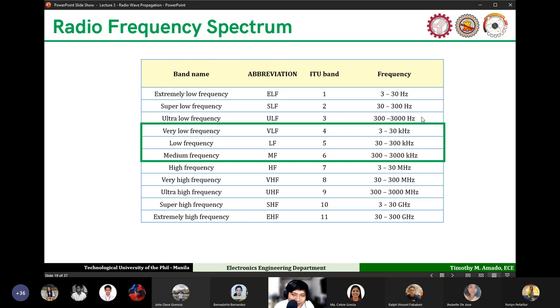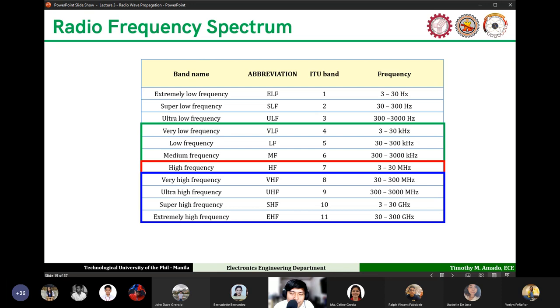Ito guys, yung VLF, LF tsaka MF, we use this for ground wave propagation. Yung nasa kulay red, we use this naman for sky wave propagation. And the remaining, guys, ginagamit naman natin sa space wave propagation. So, depende dun sa radio frequency spectrum, yung pwede natin gamitin sa wireless. Mula VLF hanggang EHF, we can use them in wireless, pero iba-iba yung mode of propagation ng bawat isa. Meron tayo for ground wave propagation, sky wave propagation, at space wave propagation.